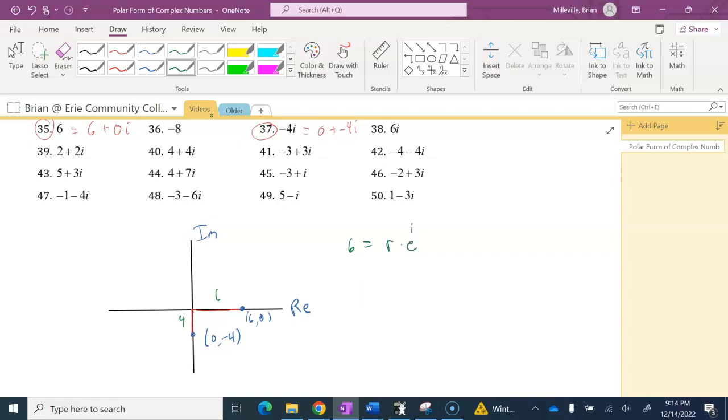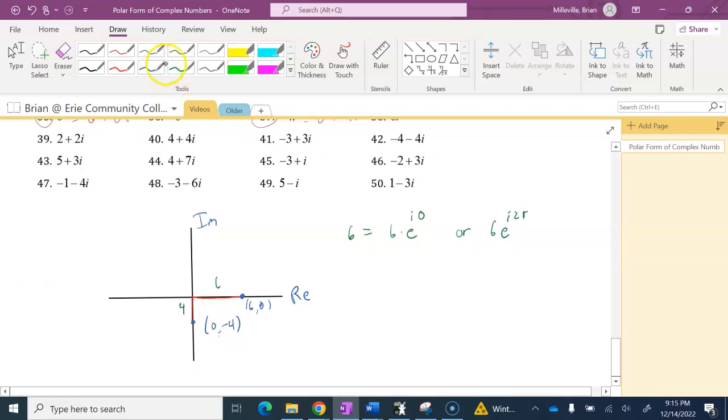Now it's going to be e to the i times theta power. Theta stands for the angle you make with the positive x-axis. In this case, that angle would be 0. That's one way to write that. Another way would be 6 times e to the i times 0, or we could do 6 times any angle coterminal with 0. So we could also do 6 times e to the i 2 pi power, or 4 pi, or 6 pi, or 8 pi, or any other angle that's coterminal with 0.